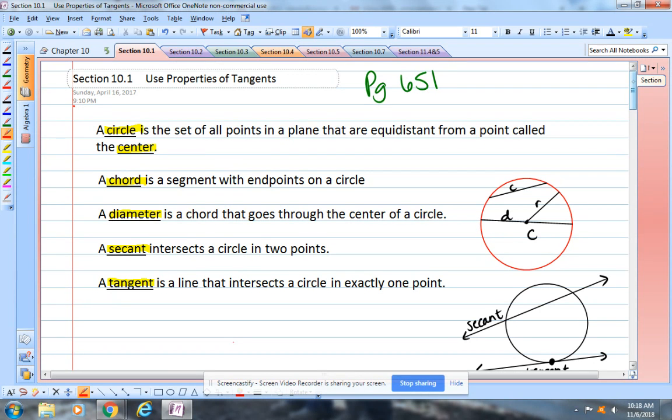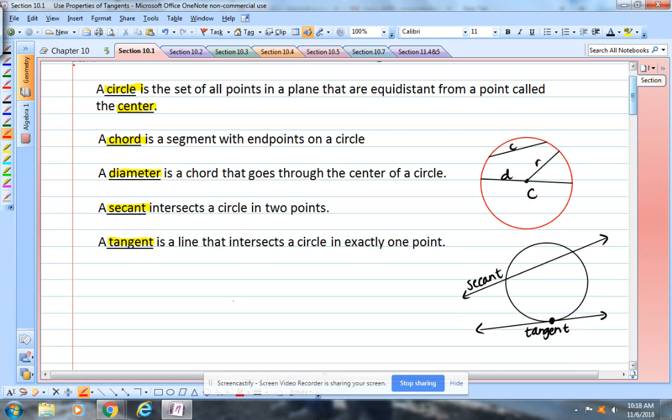A secant intersects the circle in 2 points. So it basically is a line that shoots through a circle, like on this one down here. If it goes all the way through and touches the circle in 2 points, it's called a secant line. If it only touches the circle in 1 point, it's called a tangent. So if I touch it once, just on the edge, it's called tangent. If I touch it in 2 points and go through the circle, it's called a secant. Okay? So any questions on any of those terms?